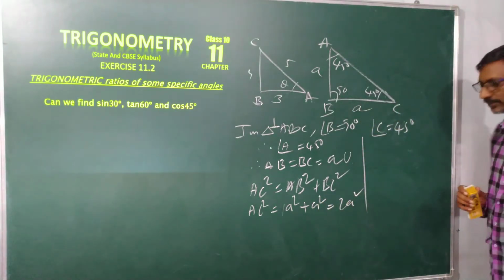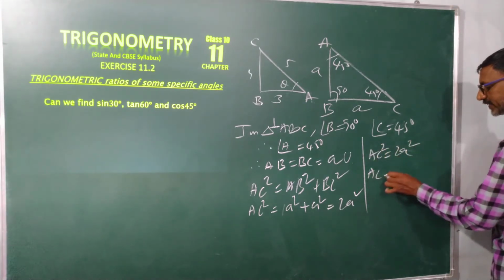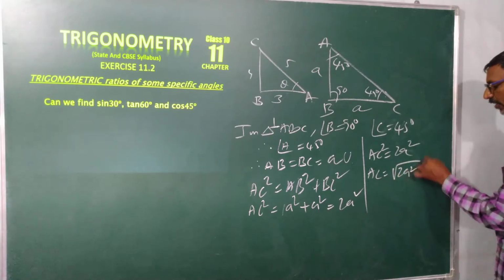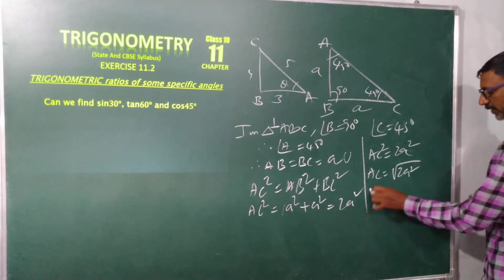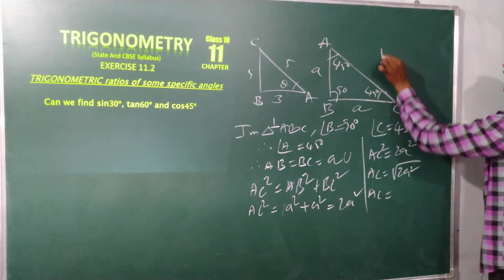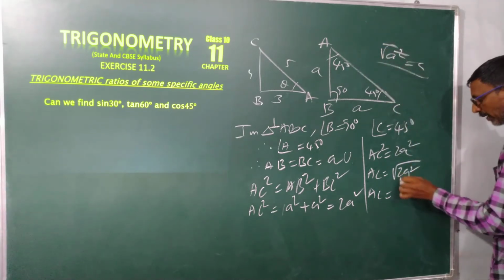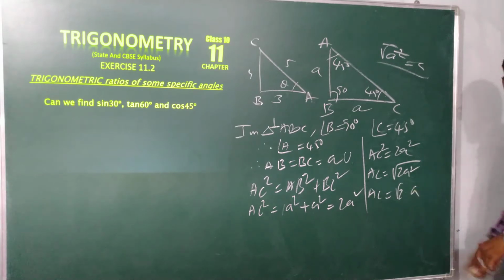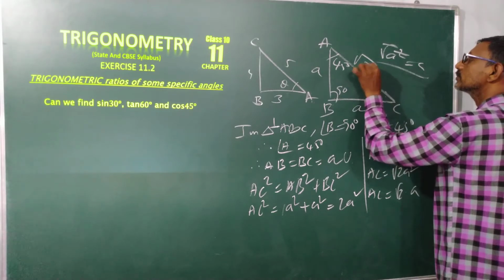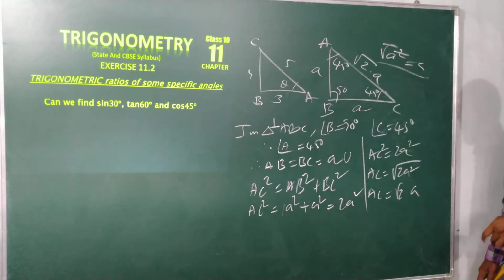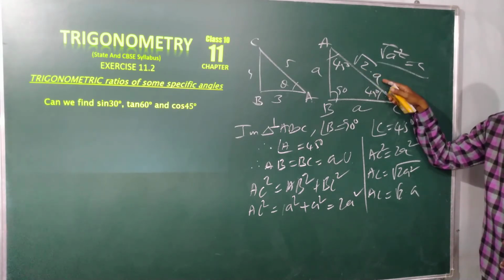Then AC square is equal to 2A square. Then AC is equal to square root of 2A square. Everybody knows that we remove the square and keep the square root. So AC is equal to square root of 2 times A square. Square and square root get cancelled, but the 2 inside the root stays, so A times root 2 will be raised.